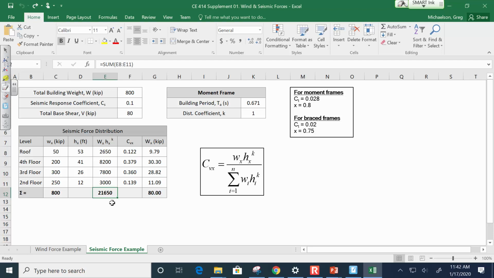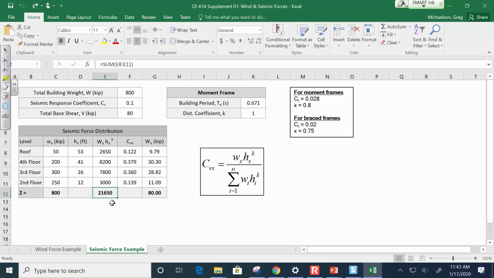So our distribution factor for the fourth story is essentially 8,200 divided by the sum of all these, the 2,650 plus 8,200 plus 7,800 plus 3,000. And that comes out to be something like 0.379. Does that make sense? I'm hoping that math is pretty simple, right?